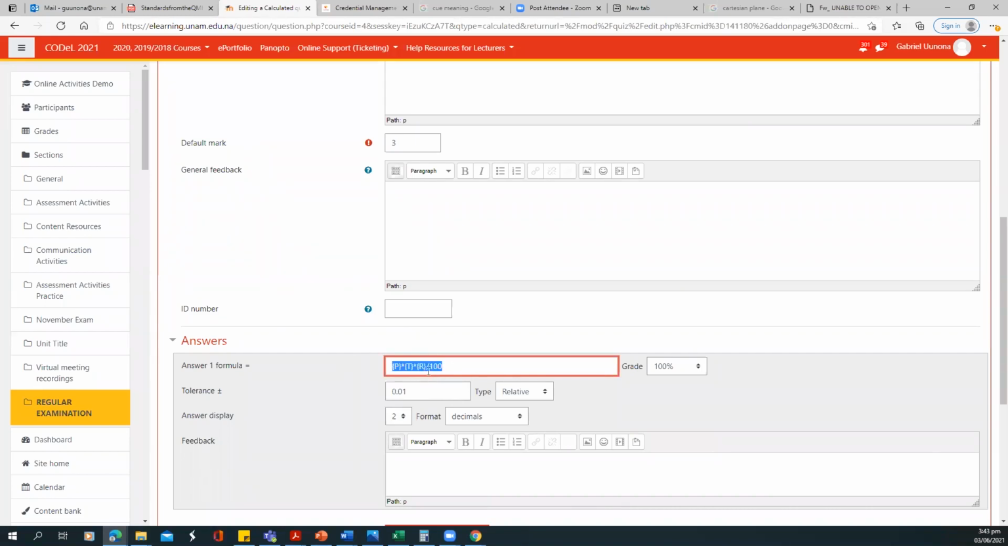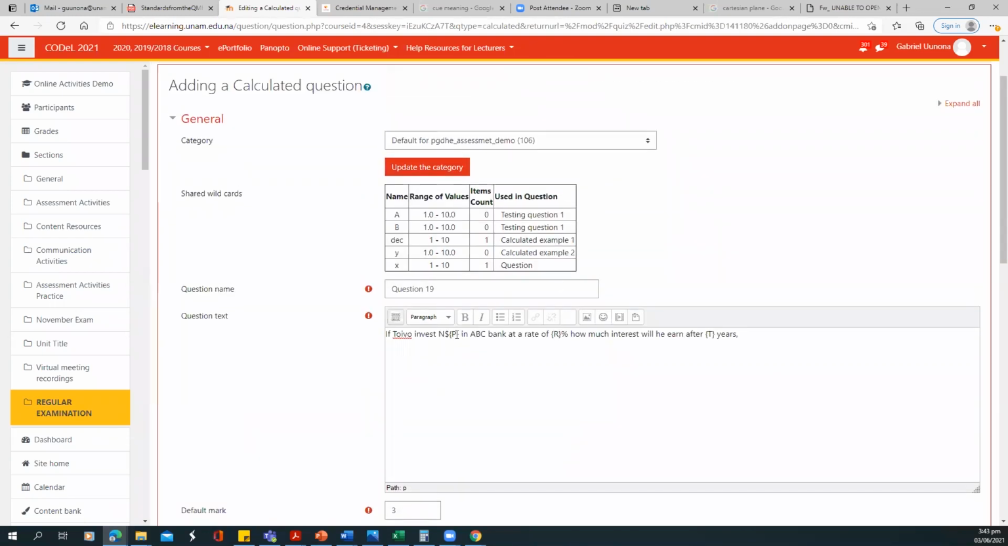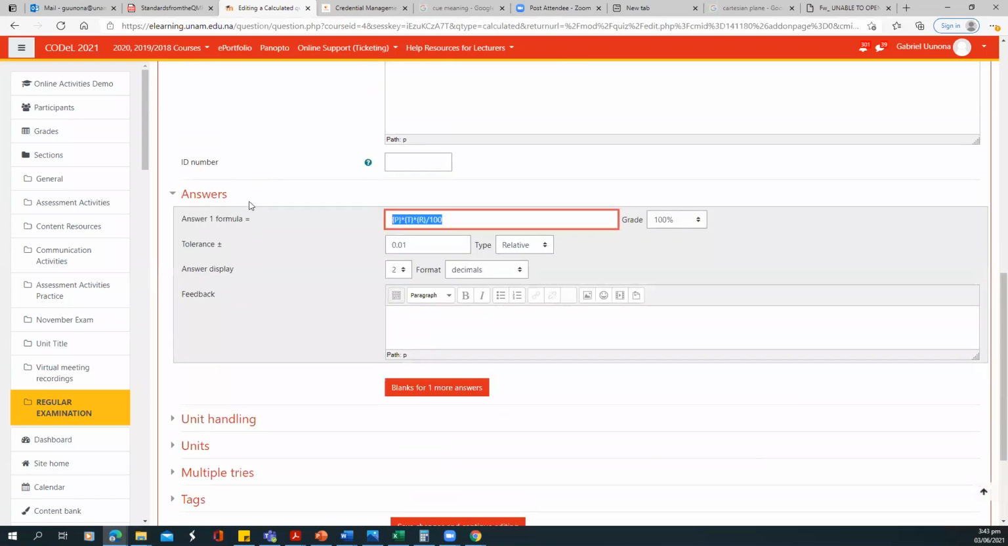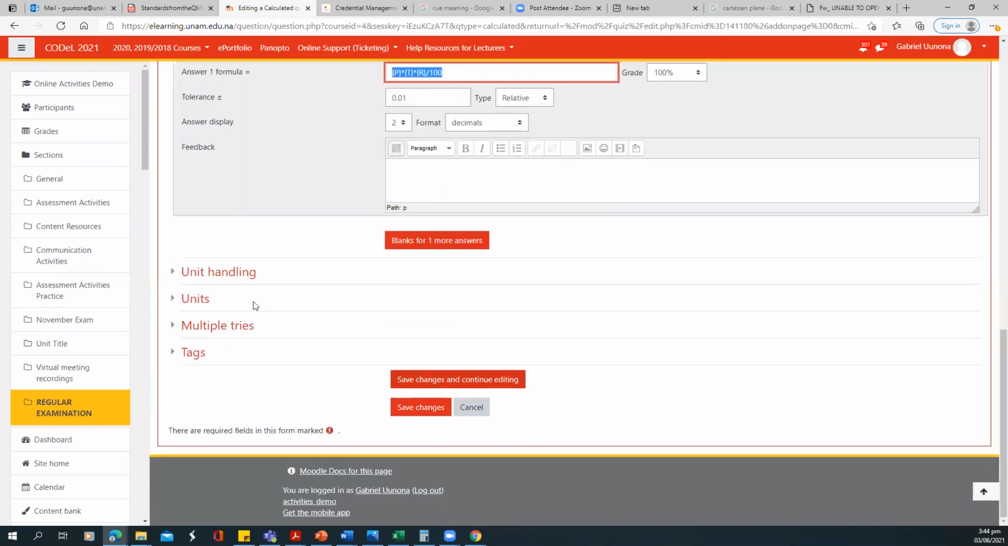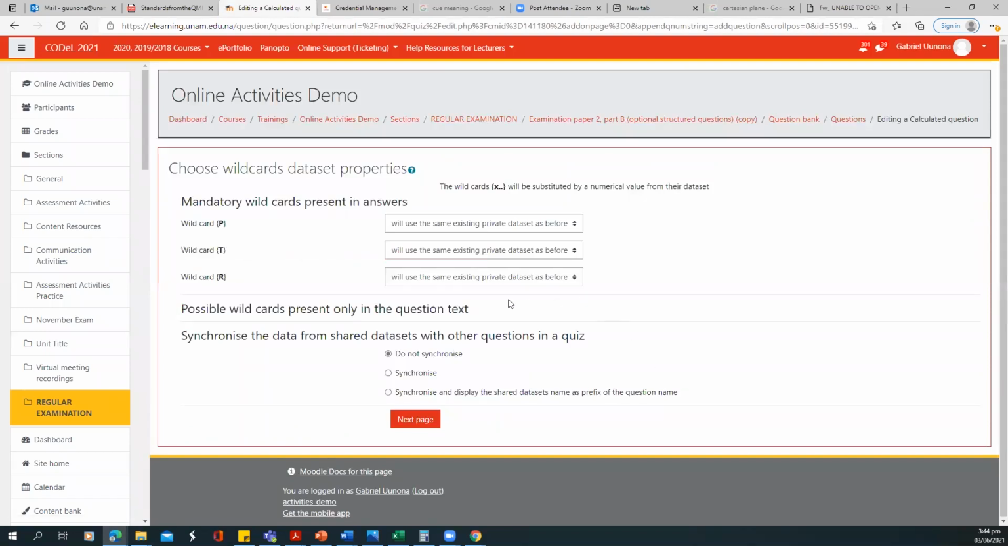Then we know that every student who follows this formula will get the correct answer. Doesn't matter what number will be placed at P, R, and T. But let's go on and see what this will give us. The unit story, we have already talked about it earlier. So let's go to the next page.